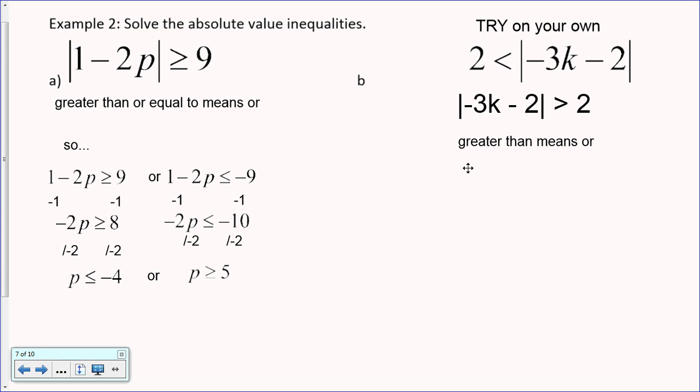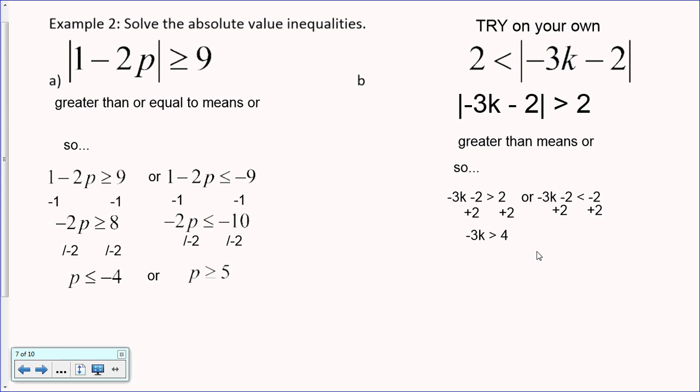And actually it does matter, you do need to flip it so you can determine what kind of symbol it is. Okay? So, now that I know it's an OR statement, I'm going to go ahead and split it, so it's going to be negative 3k minus 2 is greater than 2, or negative 3k minus 2 is less than negative 2. So now I just go ahead and solve it by adding 2 to both sides.